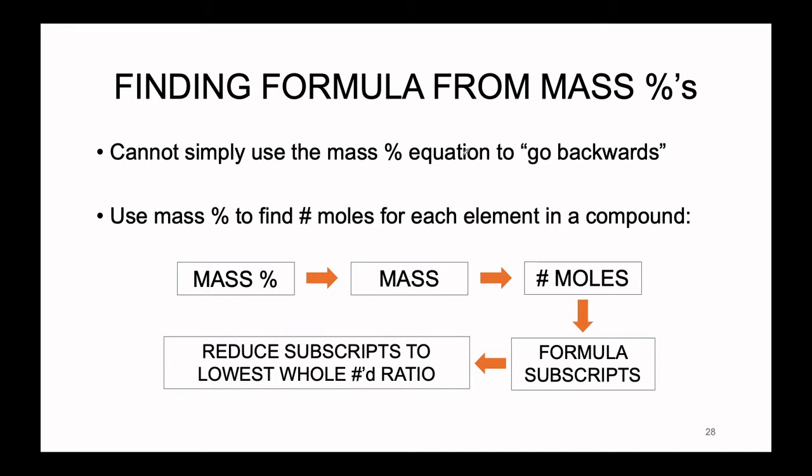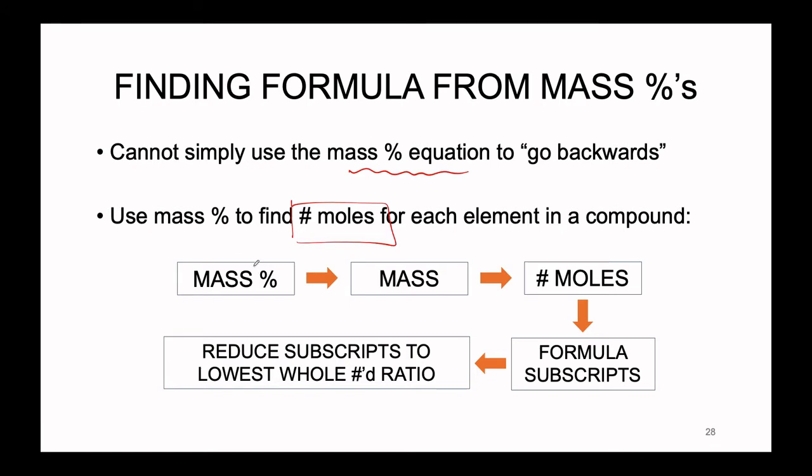How we do that is a little bit complicated. We cannot simply use the mass percent equation to quote unquote go backwards because there are 2 unknowns and 1 equation, right? We don't actually know what the total mass of the individual molecule is if we don't know the subscripts, and we can't find the elemental contribution to the mass because we don't know the subscripts. That's what we're trying to find. So what we need to do instead is get a little clever. We're going to use mass percent to first find the number of moles present for each element in the compound.